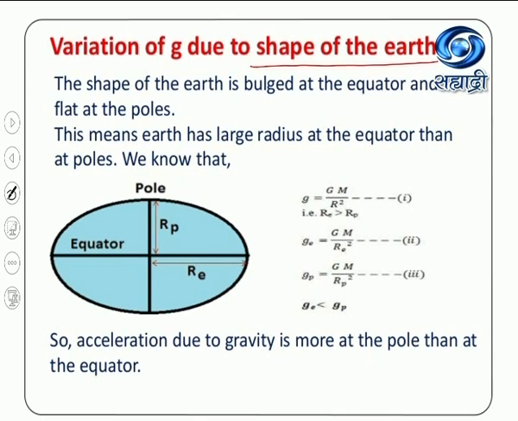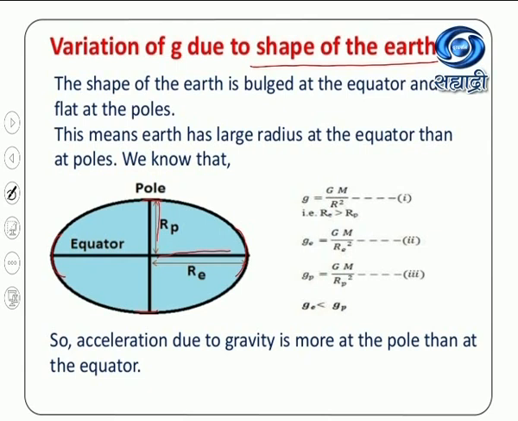So here also, the shape of Earth is bulged. It is not exactly circular. So that's why the value of g is not the same everywhere. It is bulged at the equator. Here you can see the size of Earth is bulged, and at the poles it is flattened. So the radius at the equator is more as compared to the poles.